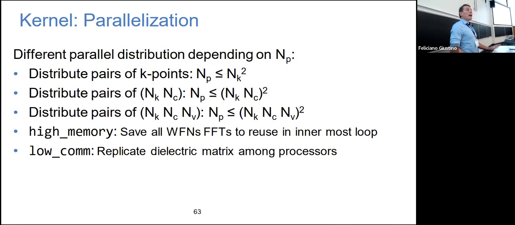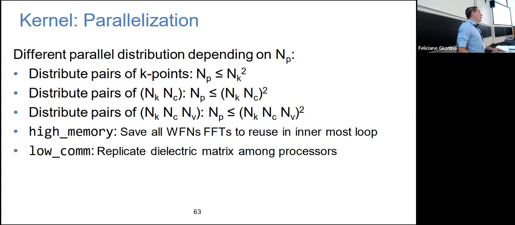Now, we have two important keys that you can use in order to save computational time or to save on communication. One is called high memory. This allows you to store intermediate wave functions, FFT transformed into real space.